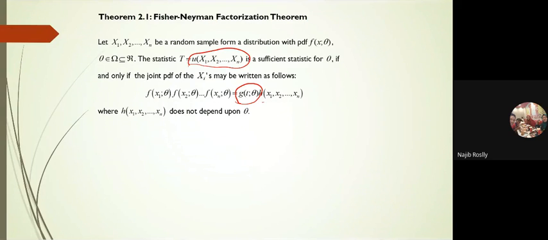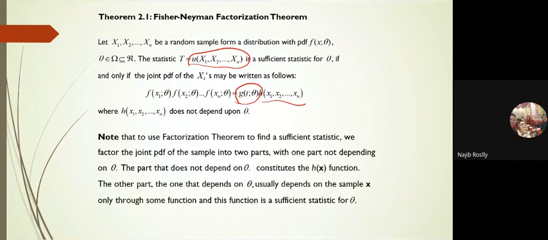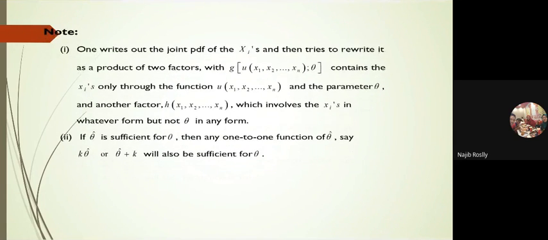The second part is your function H. Your function H does not depend upon theta. So if we can split your joint PDF into two parts, that means T is a sufficient statistic, as long as your function H does not depend upon theta. So that is your definition, or your theorem, for the factorization theorem.